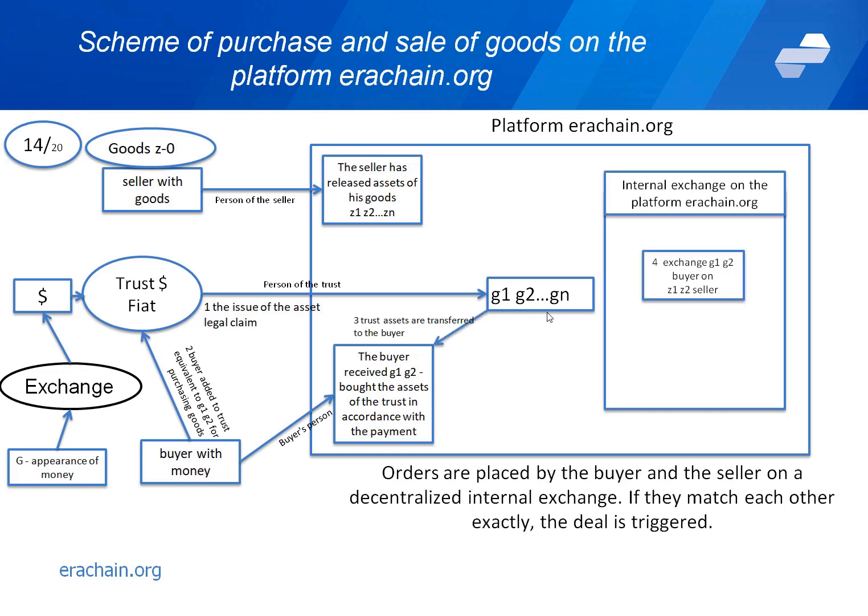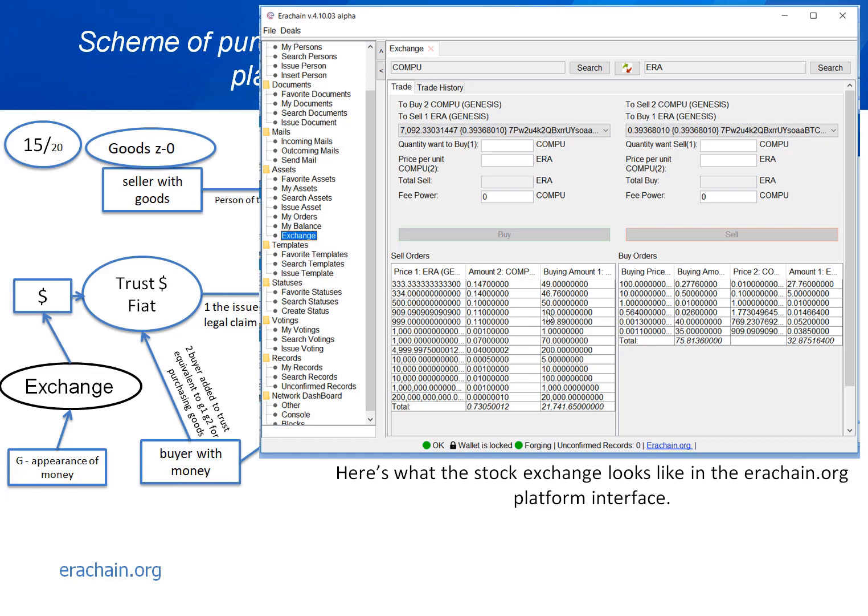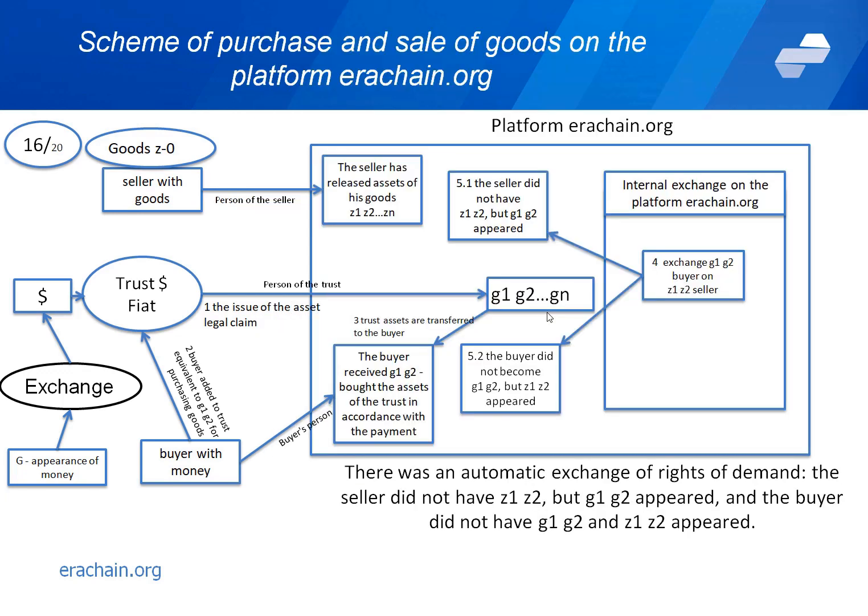Orders are placed by the buyer and the seller on a decentralized internal exchange. If they match each other exactly, the deal is triggered. Here's what the stock exchange looks like in the EraChain.org platform interface. There was an automatic exchange of rights of demand. The seller did not have Z1, Z2, but G1, G2 appeared, and the buyer did not have G1, G2, and Z1, Z2 appeared.